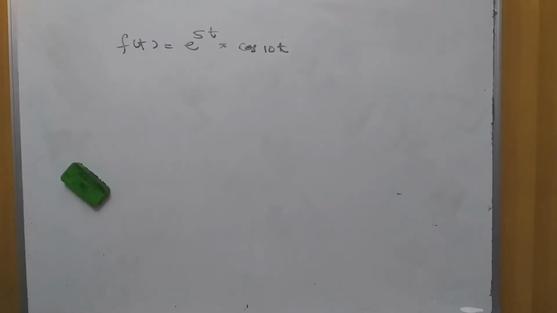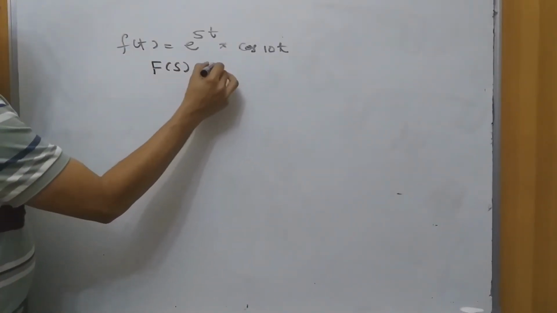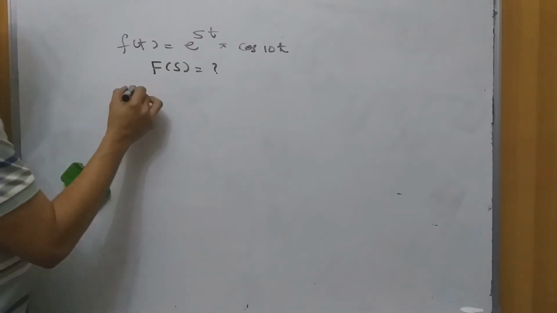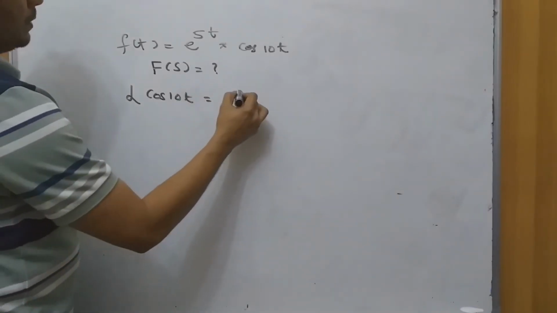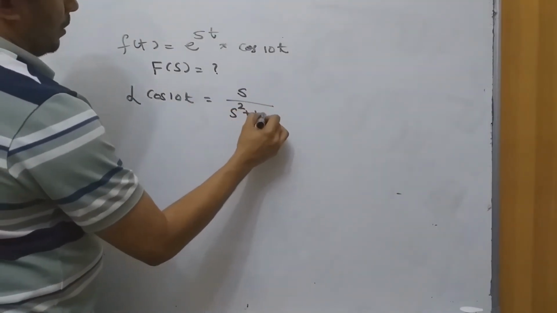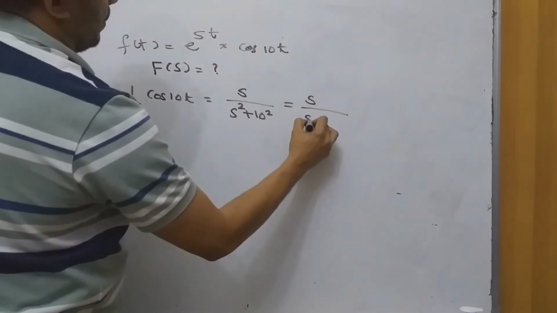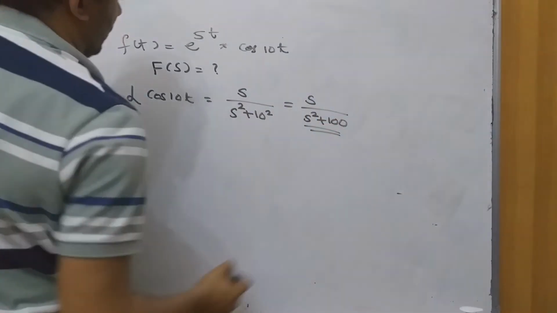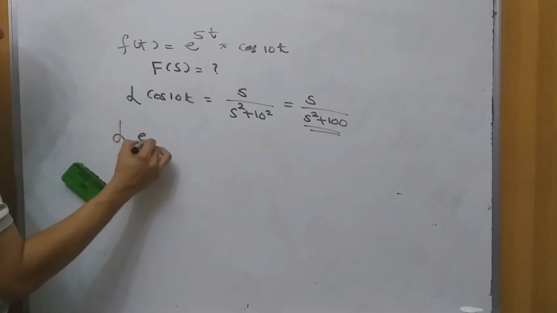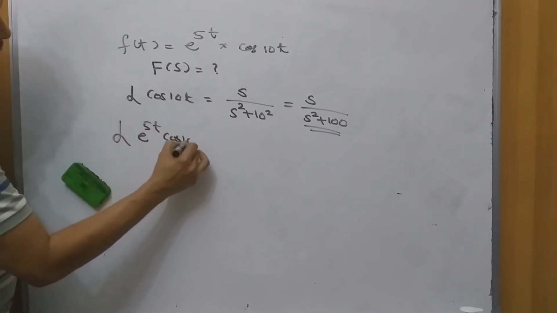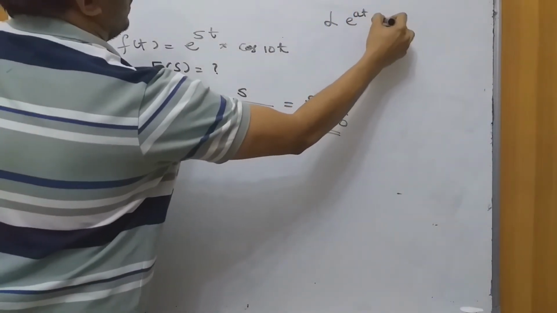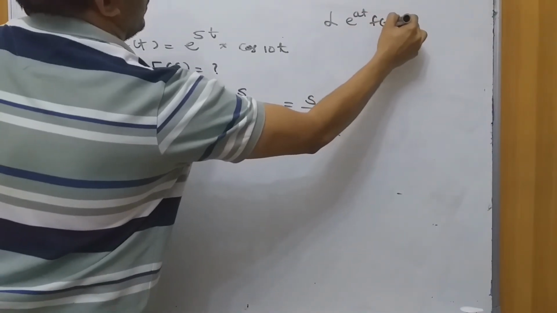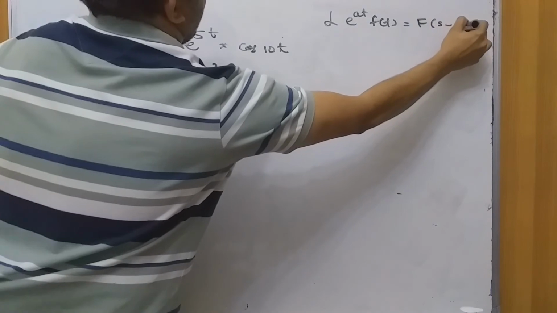So what is the Laplace transform of e raised to 5t into cos 10t? What is F of s? We know that the Laplace transform of cos 10t is s divided by s square plus 10 square, which is nothing but s divided by s square plus 100. Therefore, for the Laplace transform of e raised to 5t cos 10t, as per our relation, the Laplace transform of e raised to at f of t is equal to F of s minus a.